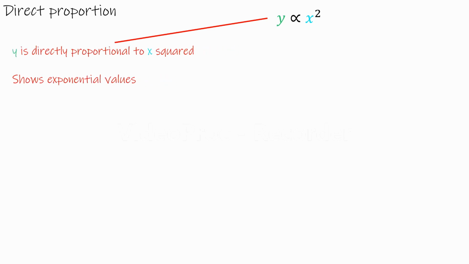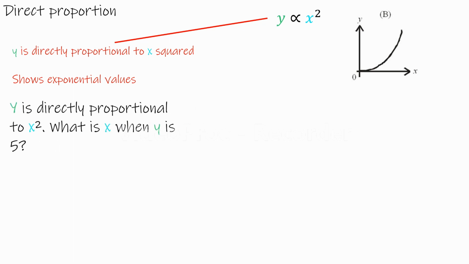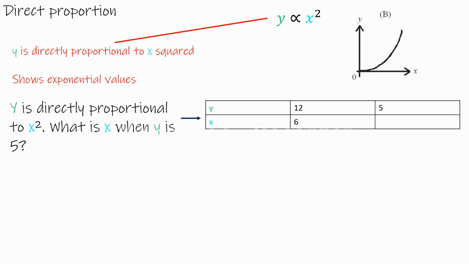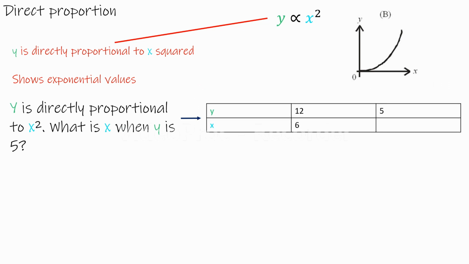You may get a similar question. This time it will state that y is directly proportional to x squared. Once again, this can be represented in a graph, and this shows exponential values. I'll do a video about that a bit later on. So, here is an example of a question in almost the exact same form. We are told that y is directly proportional to x squared, and then we are asked to find what x is when y is 5.